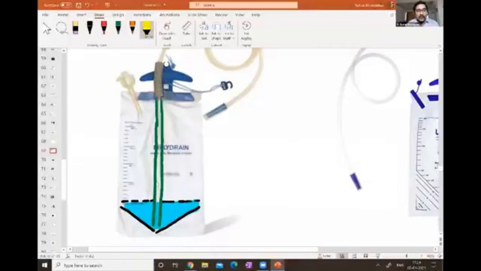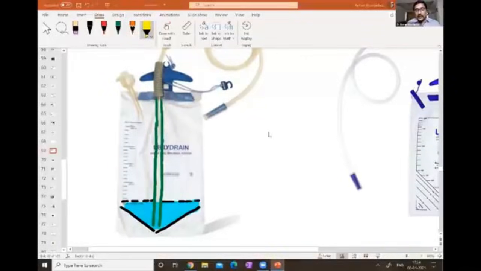that air bubbles can bubble out. Air can bubble out, but air will not be sucked inside again. That is why we call it an underwater seal. If bubbles are coming out, that means the chest tube is in the right position.